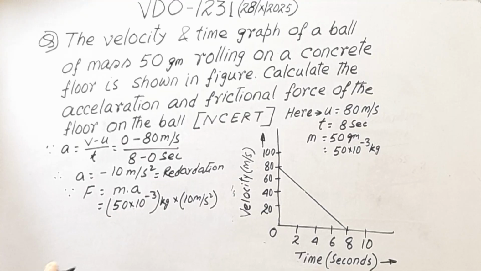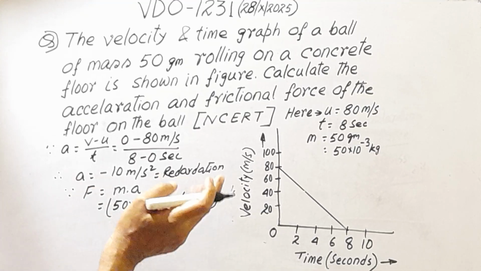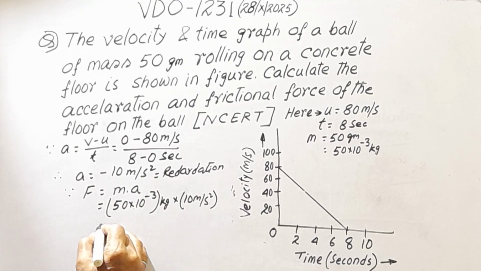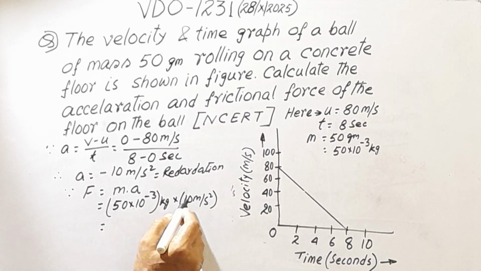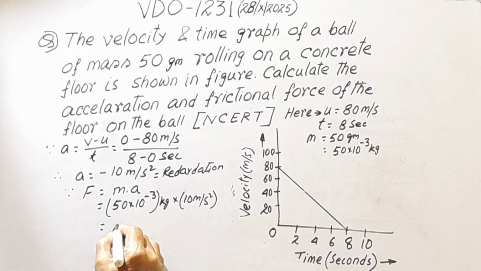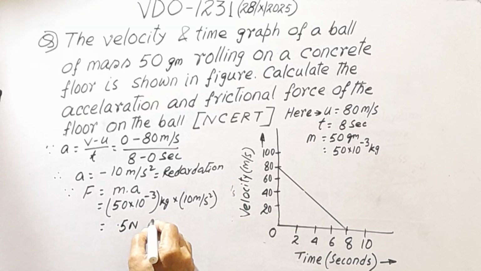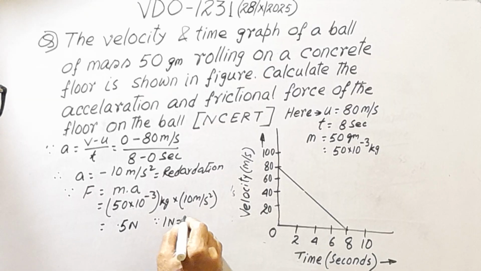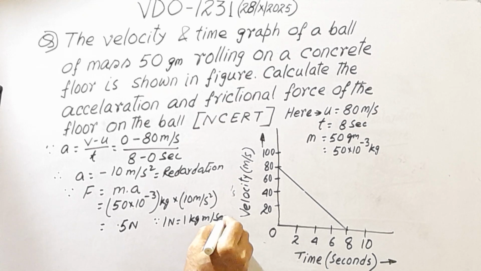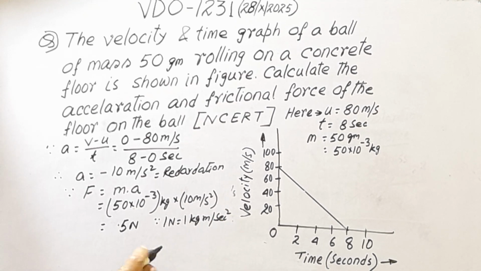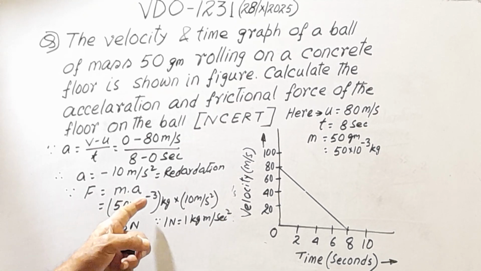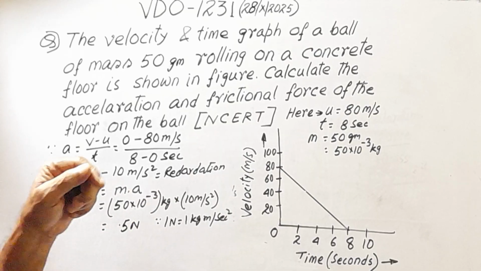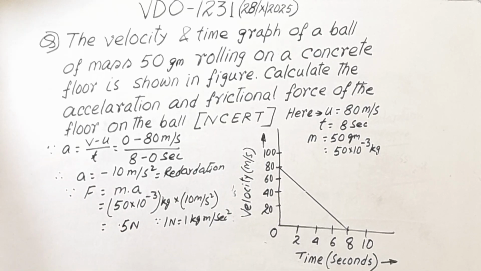Clear? Now you see, this minus retardation, when it becomes, then it becomes plus. So what will happen? See, 10 to the power minus 3 times 10 square automatically gives 0.5 Newton, because we know 1 Newton equal to 1 kg meter per second square. Clear? Look at this, minus 3 plus 2, automatically here below it will be 0.5 Newton.